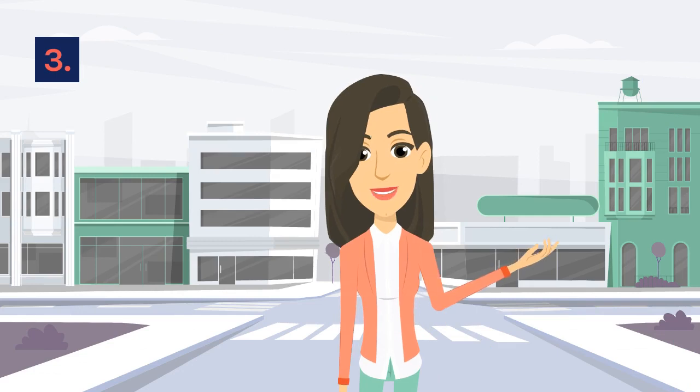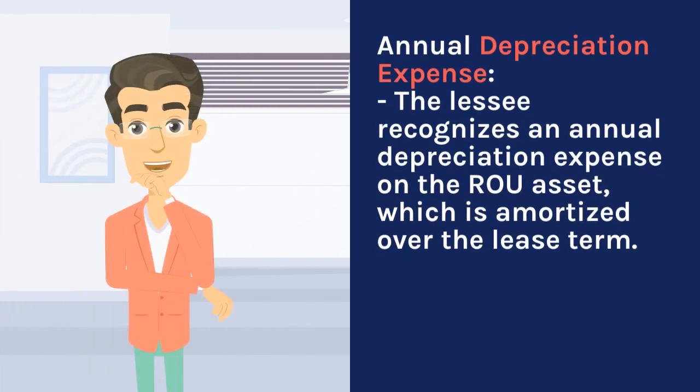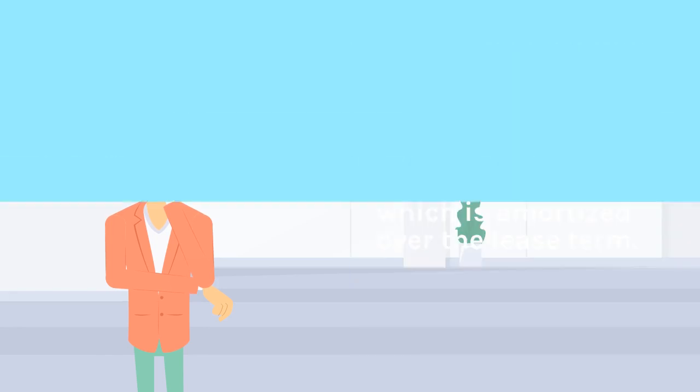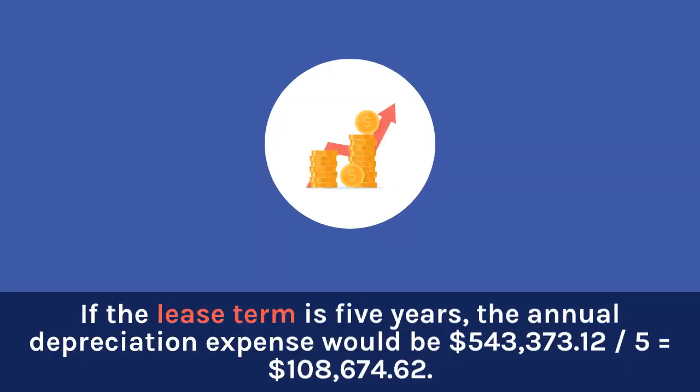3. Annual depreciation expense. The lessee recognizes an annual depreciation expense on the ROU asset, which is amortized over the lease term. If the lease term is 5 years, the annual depreciation expense would be $543,373.12 / 5 equals $108,674.62.